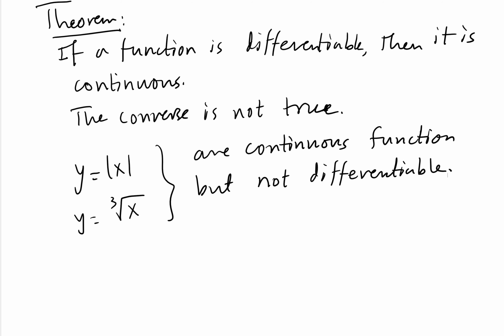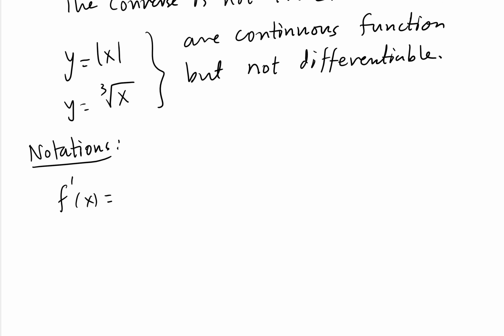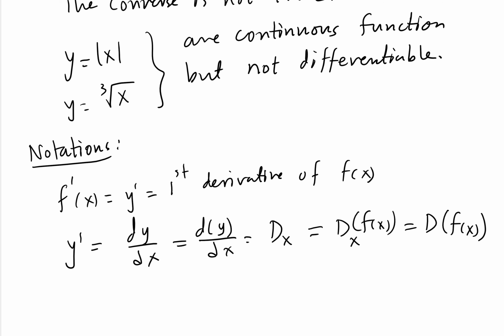So now we have some notations to introduce. First notation, f prime of x, or we can use y prime for that. We call it the first derivative of f of x. Or y prime can be written as dy dx, or d of y with respect to x, or some people write d sub x, which means the derivative of the function with respect to x, or d of f of x with respect to x. They all mean the derivative of the function.